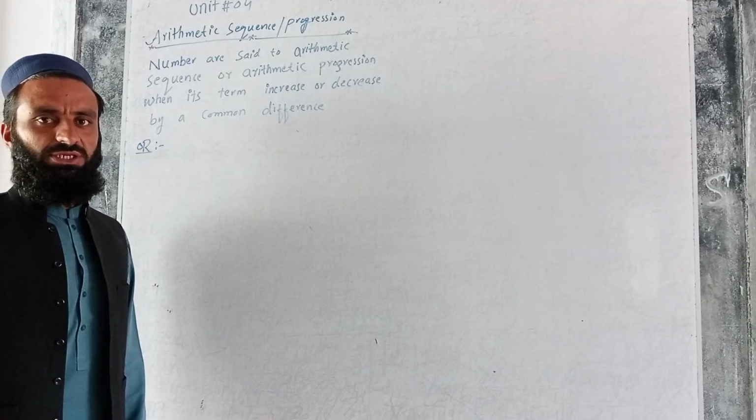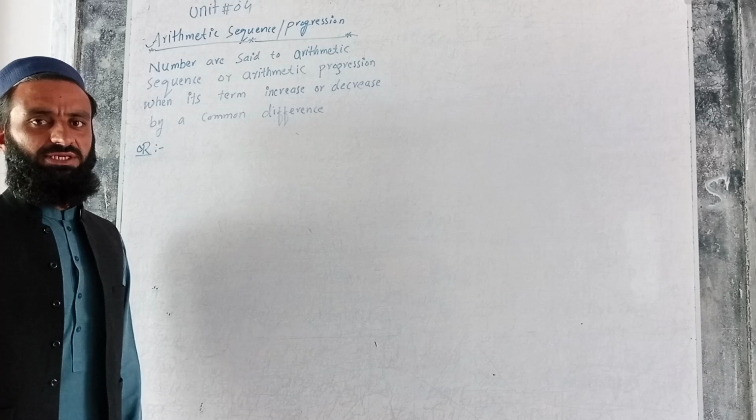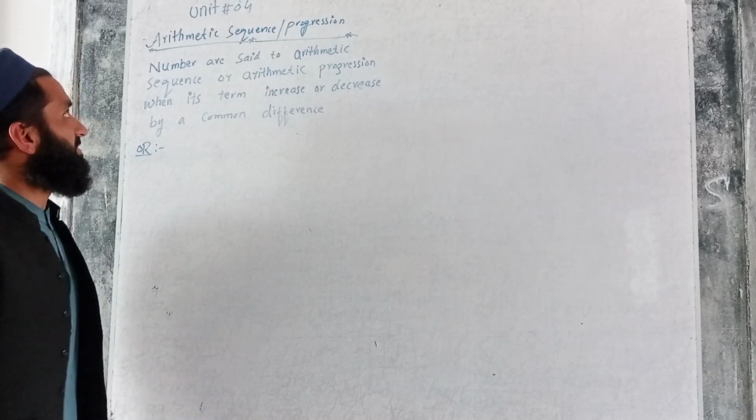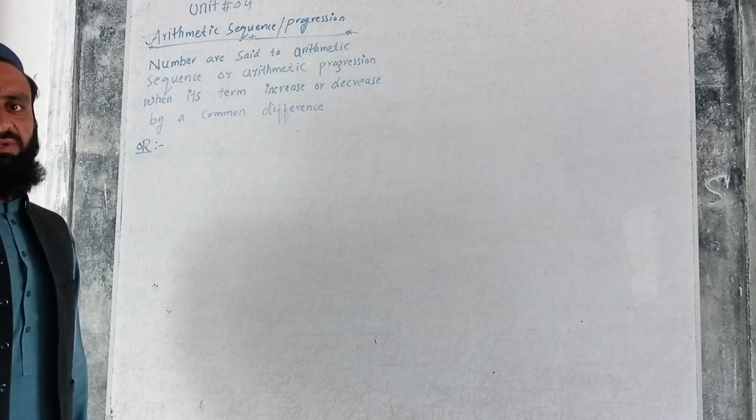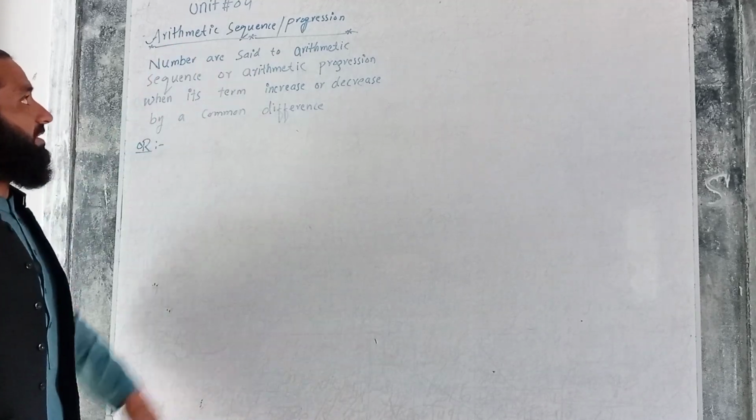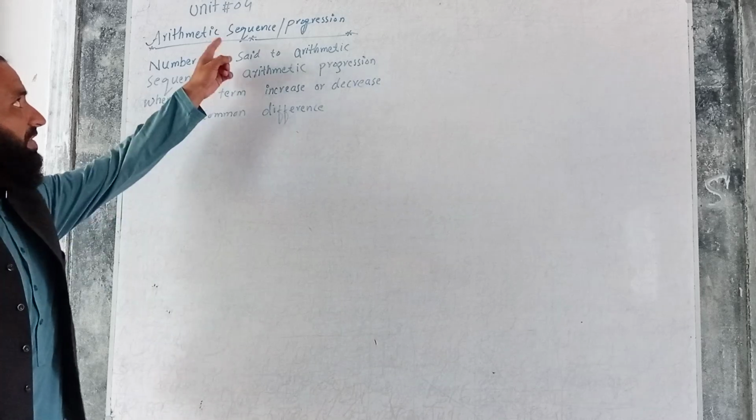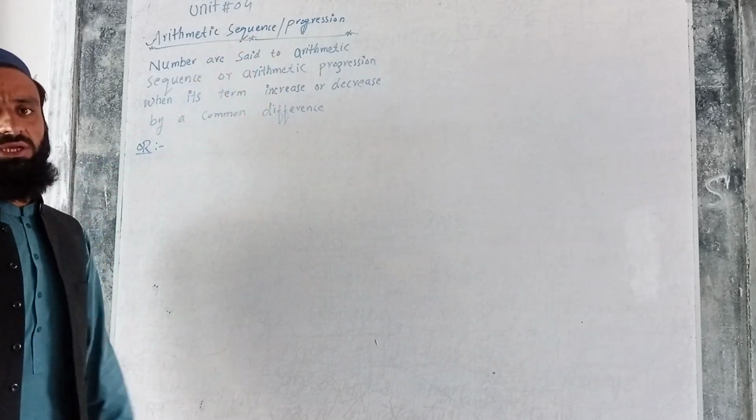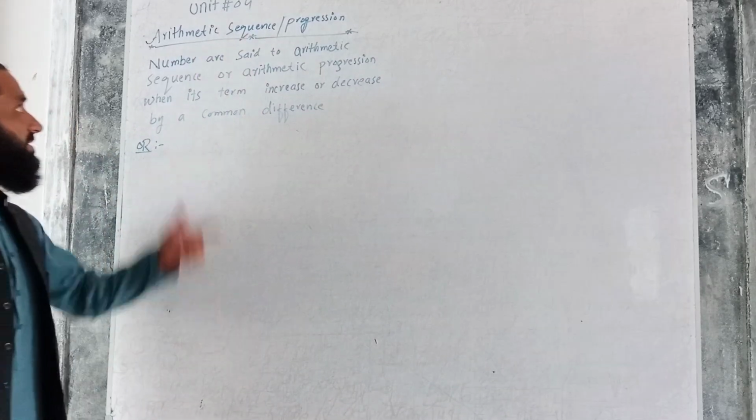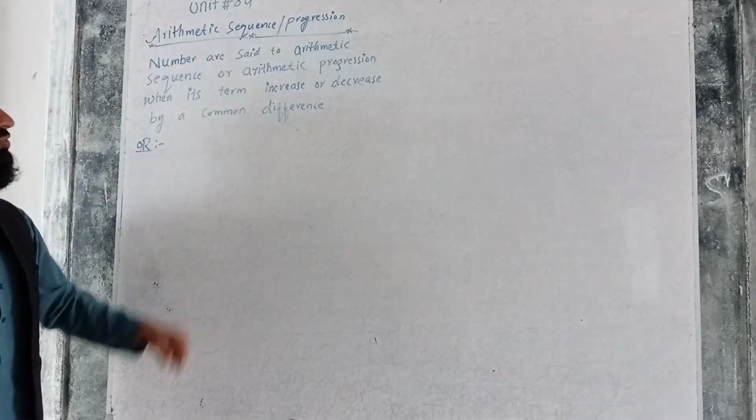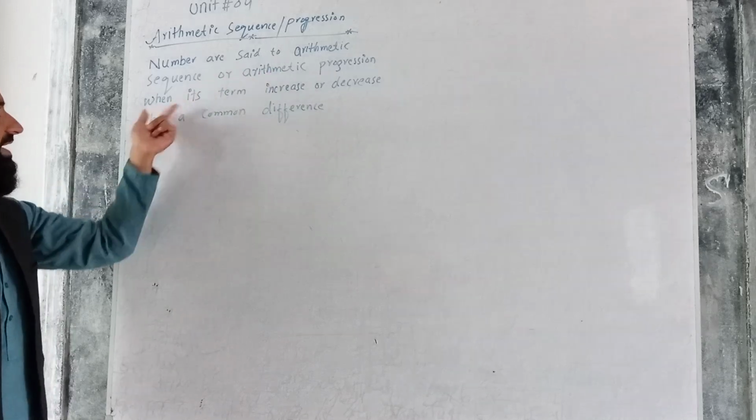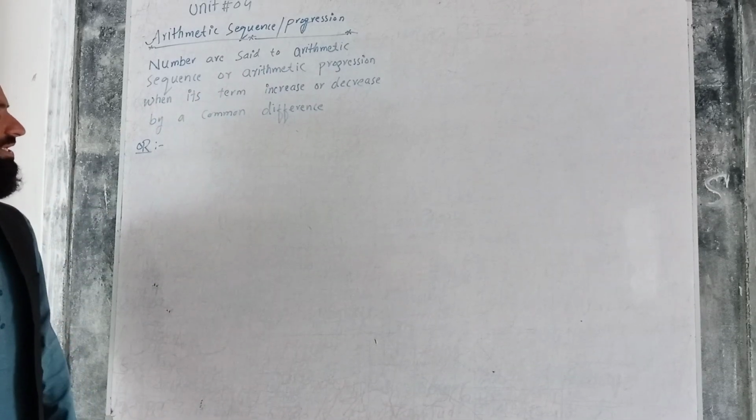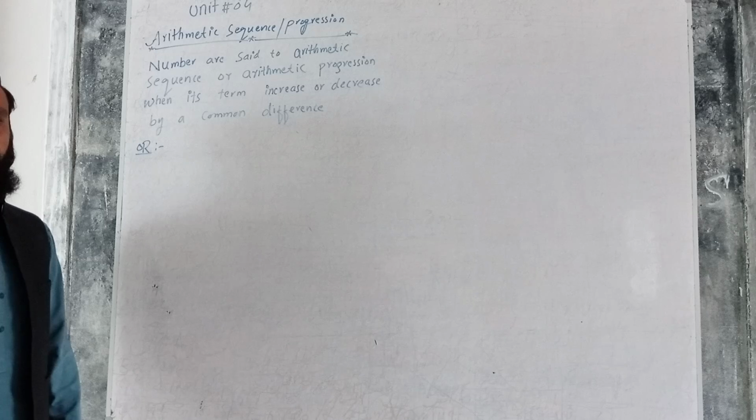In the previous lecture, we discussed sequence and series. But now, in today's lecture, we want to explain arithmetic sequence or arithmetic progression. A sequence is also called a progression. Now we will define it. Numbers are said to be an arithmetic sequence or arithmetic progression when its terms increase or decrease by a common difference.